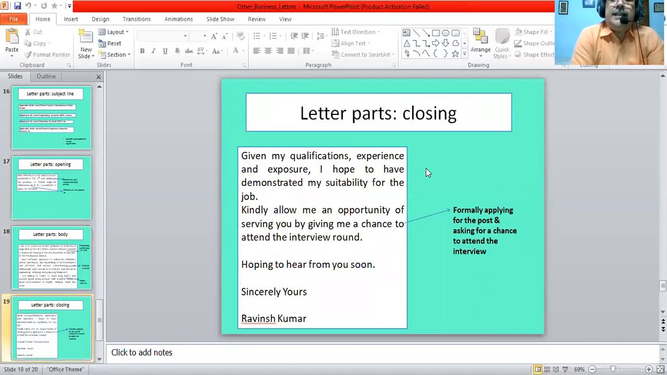The closing of this letter: given my qualifications, experience, and exposure, I hope to have demonstrated my suitability for the job. Kindly allow me an opportunity of serving you by giving me a chance to attend the interview round, hoping to hear from you soon. So the letter ends with a formal application for the post and asking for a chance to attend the interview. So this is how the job application letter would tend to close.